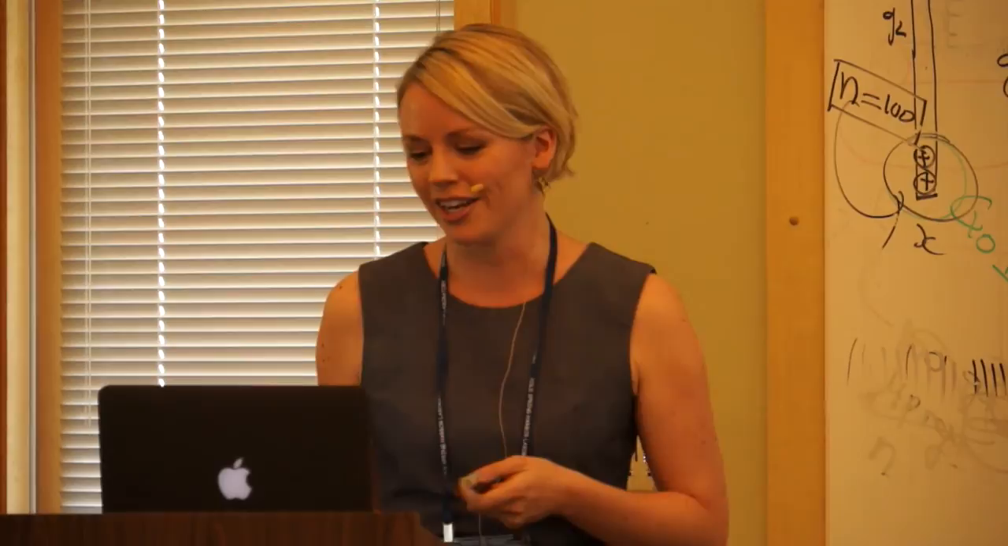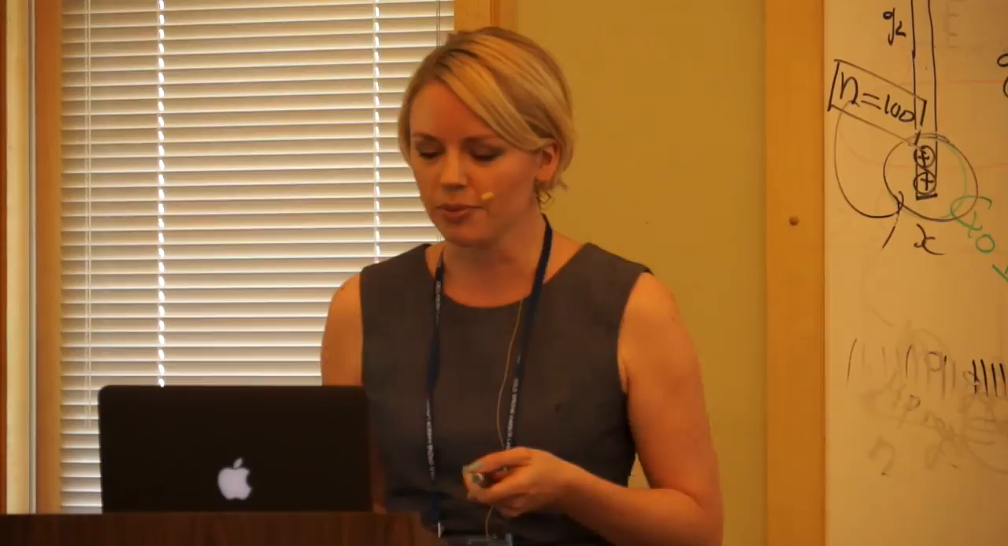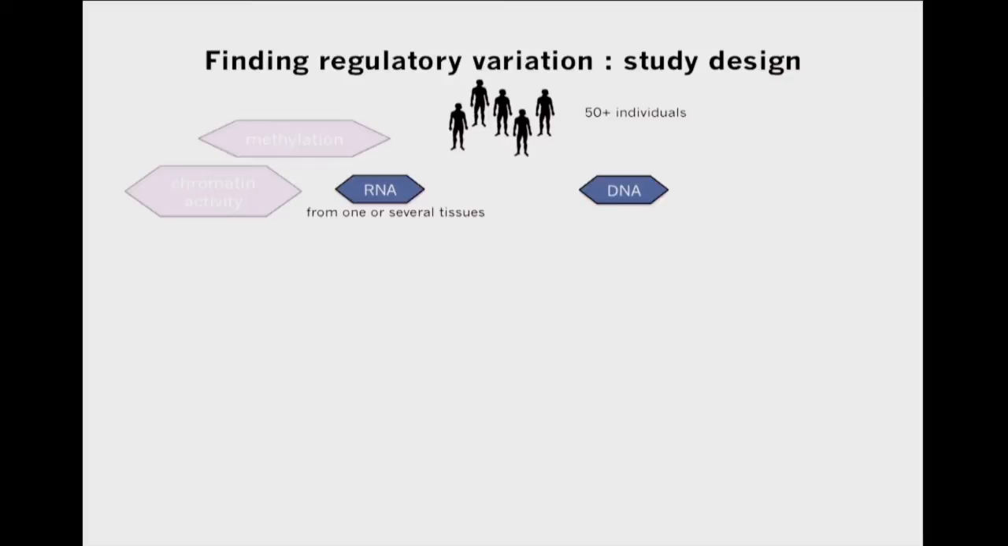So next I'm going to be talking a little bit more about how we actually do this analysis. The most basic study design is that we get a population sample of individuals. Typically we would need at least 50 individuals to be able to do anything, but a couple of hundred is better, and of course the bigger the better, but it's not like we need tens of thousands of individuals like many GWAS studies.